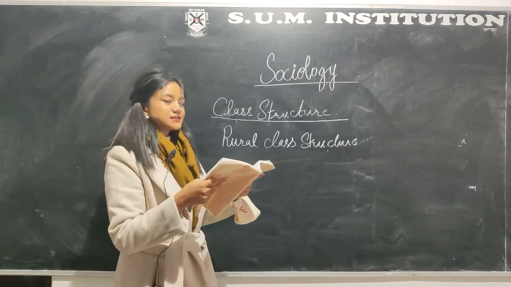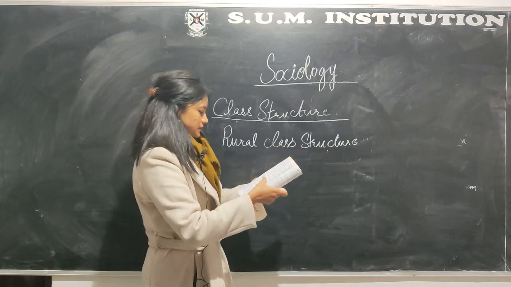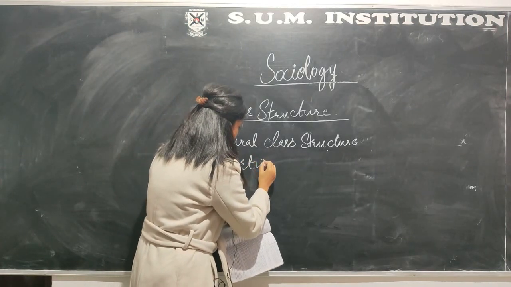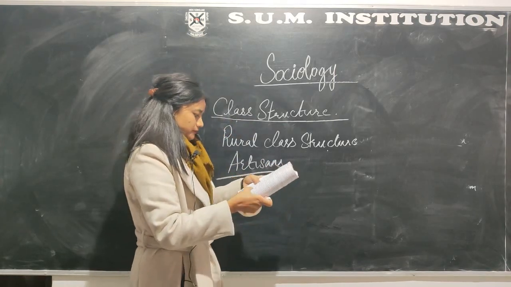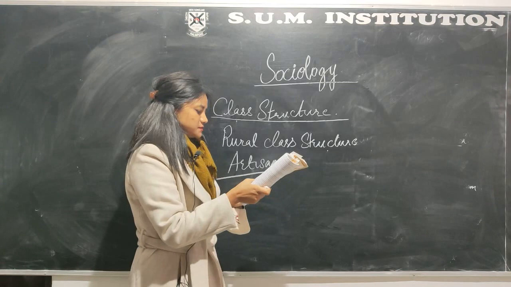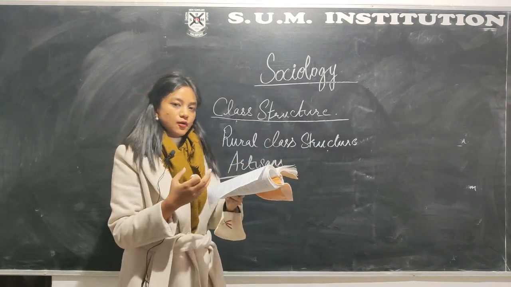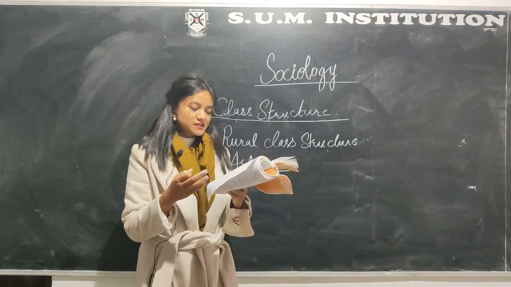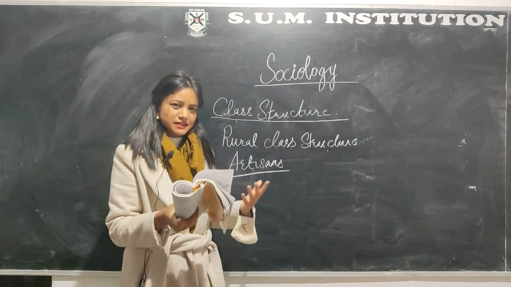So the next class in the rural structure is the artisans. Artisans were involved in making things with hands. They were carpenters, ironsmiths, potters, etc. Who were they? They were artisans, potters, ironsmiths, etc. So they did works with hands. They made things with their hands.